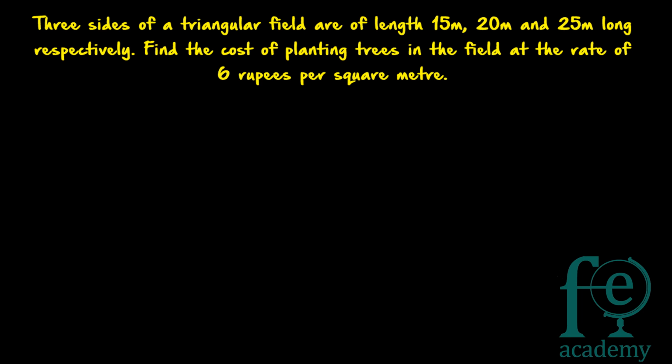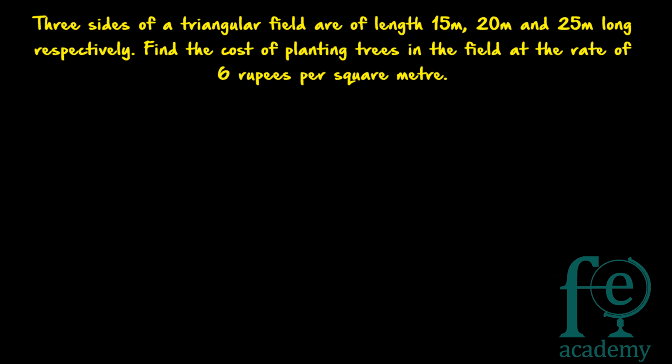So from the question itself you understood how to proceed. Okay, rate is given as 6 rupees per square meter. Square meter means area you have to find out. And after finding out the area you have to multiply by 6 and you will get the cost of planting trees. Now you can try to find out the area of the triangular field.